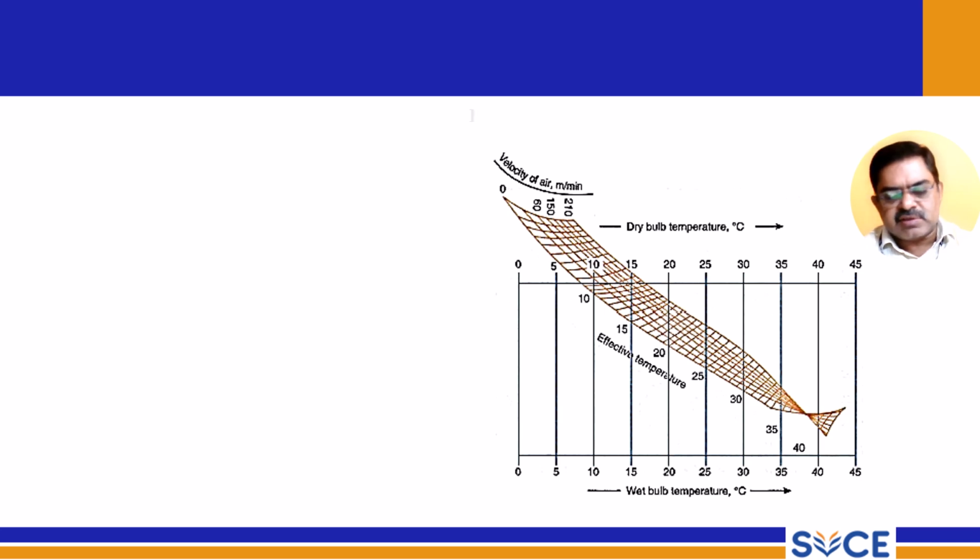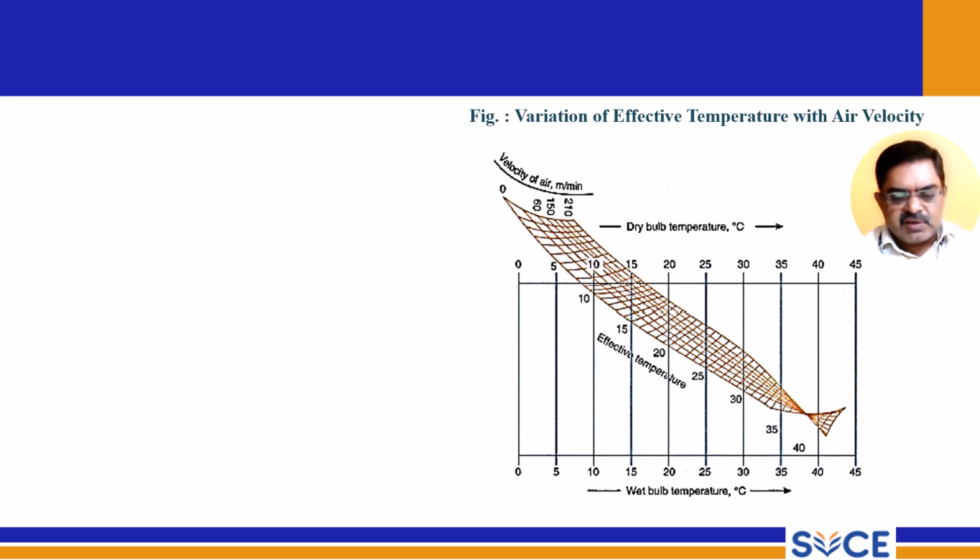This is the chart showing variation of effective temperature with air velocity. Here we have dry bulb temperature, wet bulb temperature, and velocity of air in meters per minute, ranging from 0 to 50, 150 and 210. So this velocity is also taken into account for establishing the comfort zone.